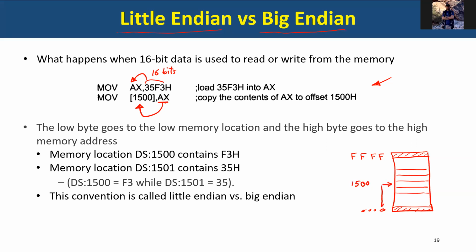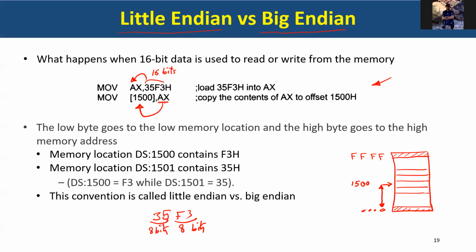If we start from 0, the displacement will be the location of the byte in which we start to put our data. So our data is 16 bits, 35F3. This is 8 bits, and this is also 8 bits. So where should we put the 35 and the F3? The 35 will be a byte, 8 bits. The F3 will be another byte.